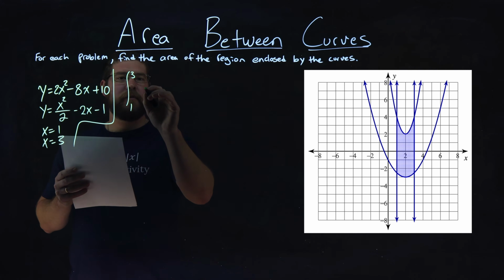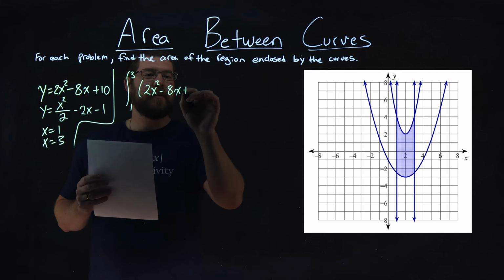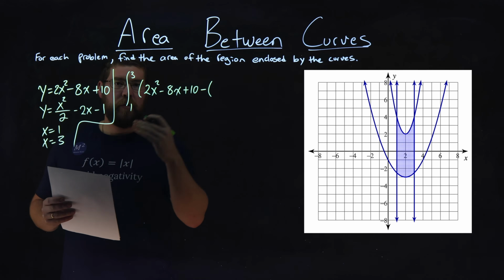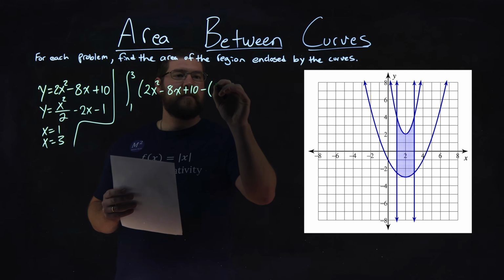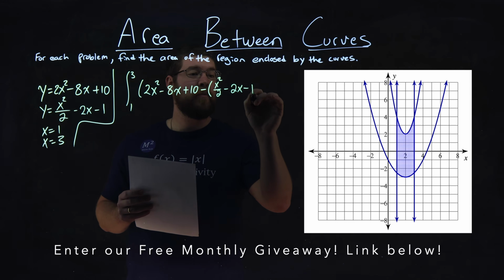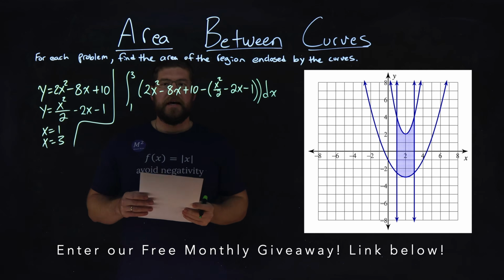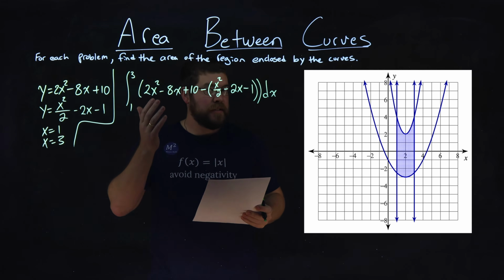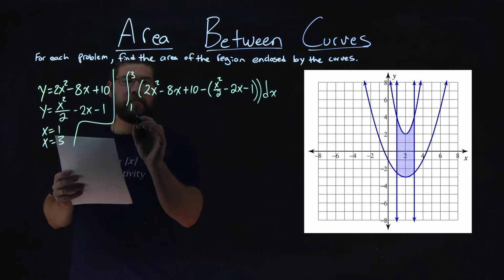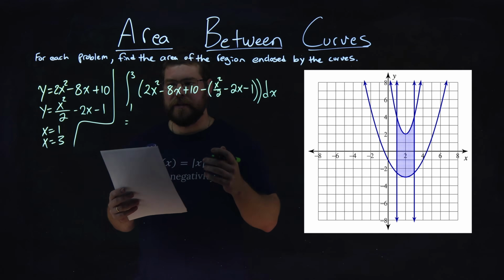So we write that out, 2x squared minus 8x plus 10, and then we're going to subtract the second equation that's below it. That's the x squared over 2 minus 2x minus 1, and then dx. Now that we have this set up, we just need to solve this integral, and we'll get our answer.